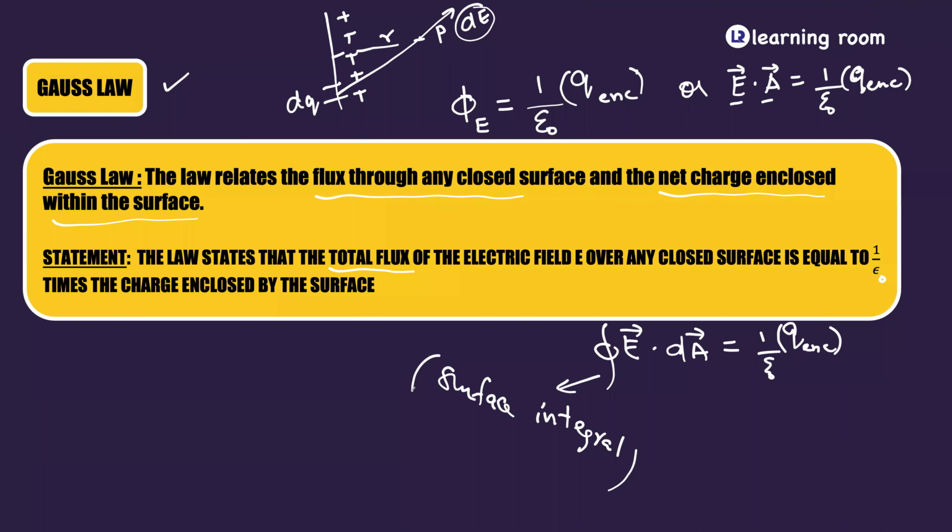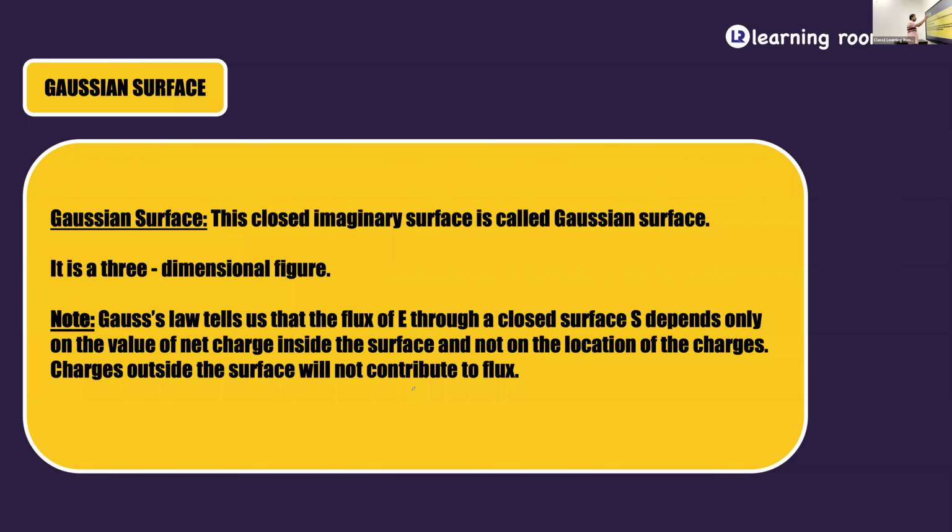Yes, sir. So we were speaking about something called a closed surface. The closed surface has a name, which is called the Gaussian surface. So what does this Gaussian surface mean? It is basically a closed imaginary surface, and it's a three-dimensional figure. So the closed surface which we consider around the charge distribution will always be a three-dimensional figure.